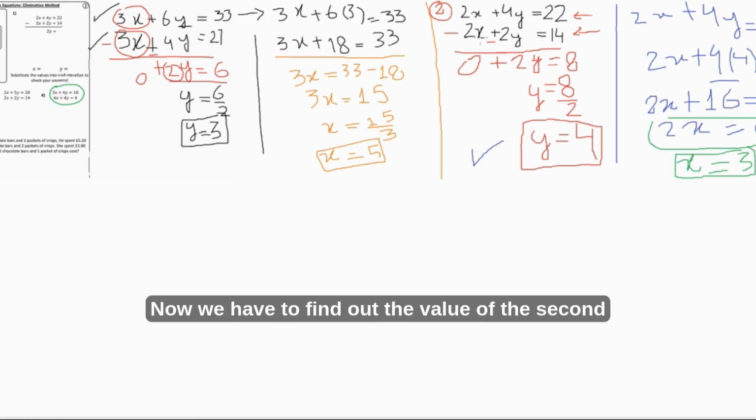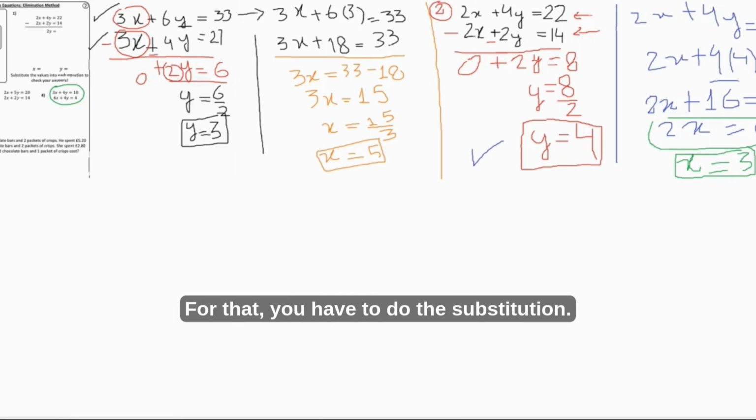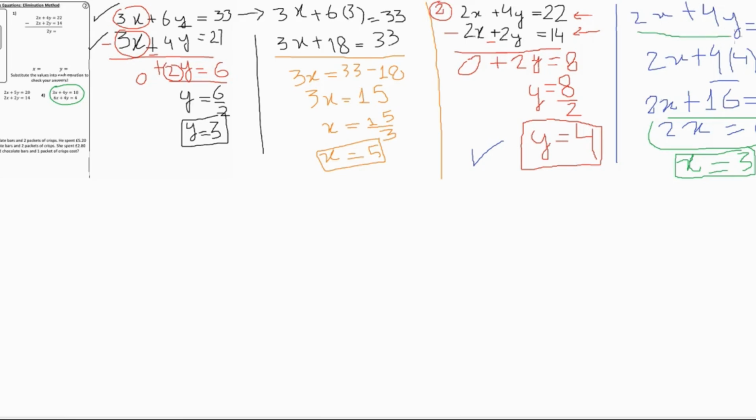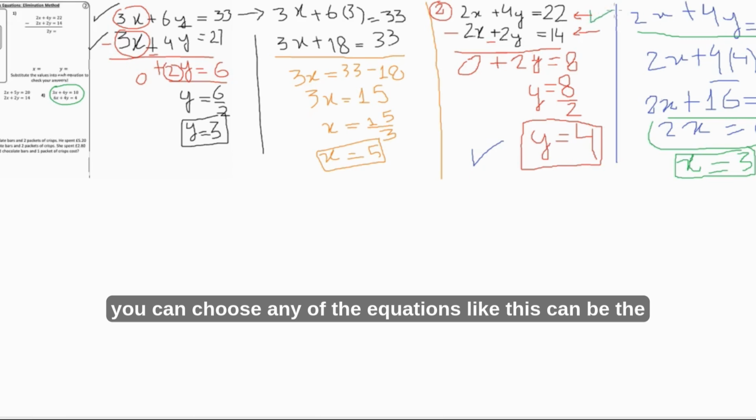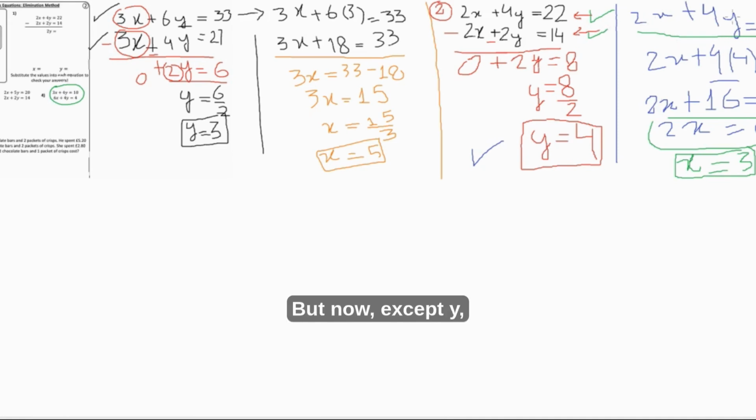Now we have to find out the value of the second variable, which is x. For that, you have to do the substitution. And for substitution, you can choose any of the equations. It can be either the first equation or the second equation. For example, I'm taking the first equation, which is 2x plus 4y equals 22. So now in place of y, you're going to write 4.